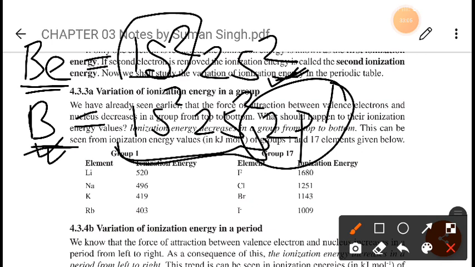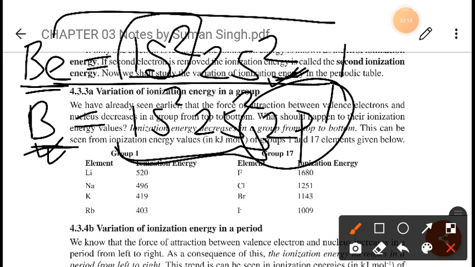Now, the third factor is that beryllium possesses a stable electronic configuration. As you can see, the s orbital is completely filled, right? So we can say that beryllium possesses a stable electronic configuration as all the orbitals are completely filled in it. Now, because of these three factors that I have told you, beryllium possesses a much higher ionization energy as compared to the value it should otherwise have.